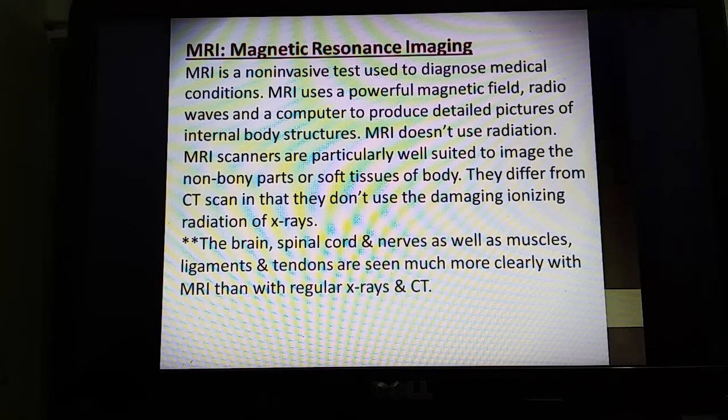The brain, the spinal cord, and nerves, as well as muscles, ligaments, and tendons are seen much more clearly with MRI than with regular X-rays and CT scan. These are the fields where MRI is used mainly.